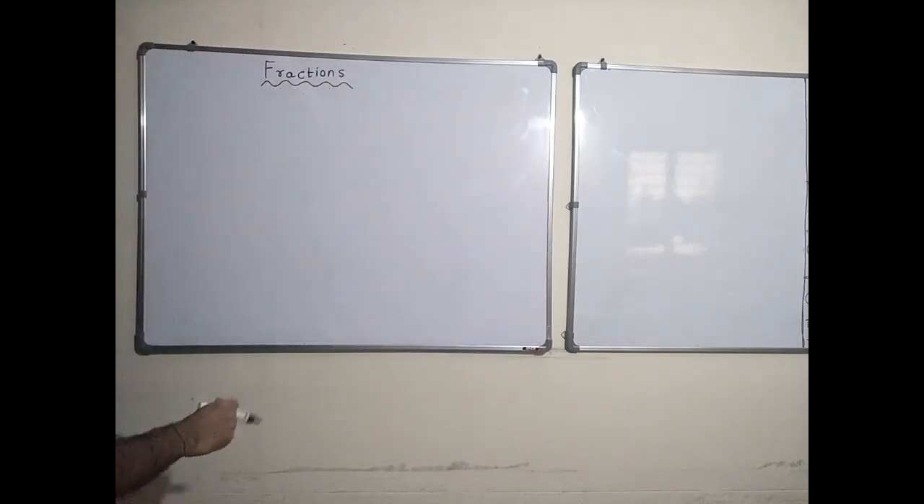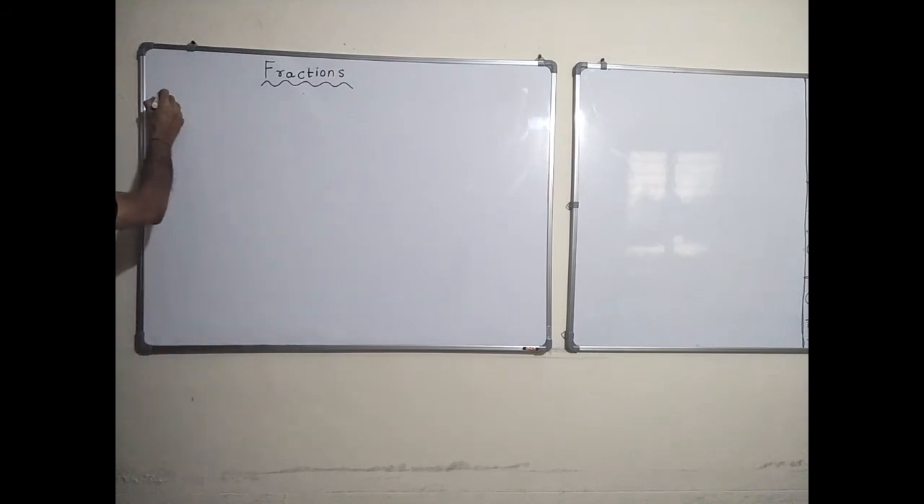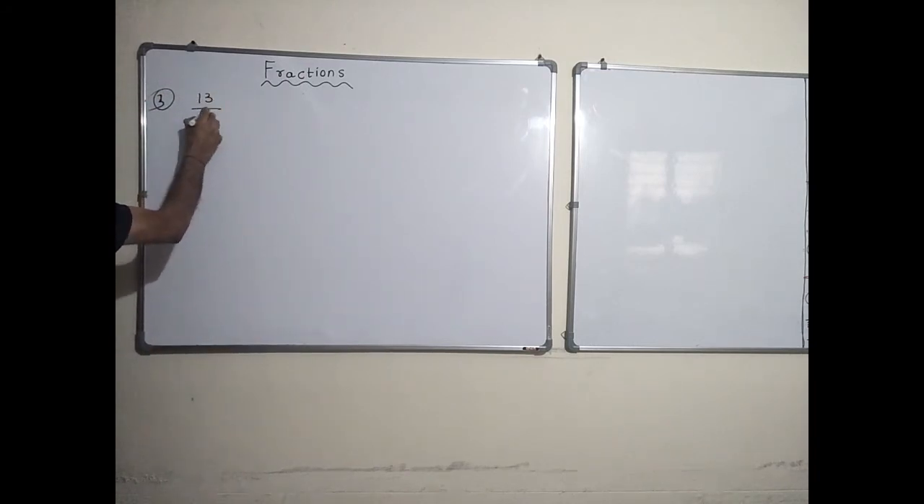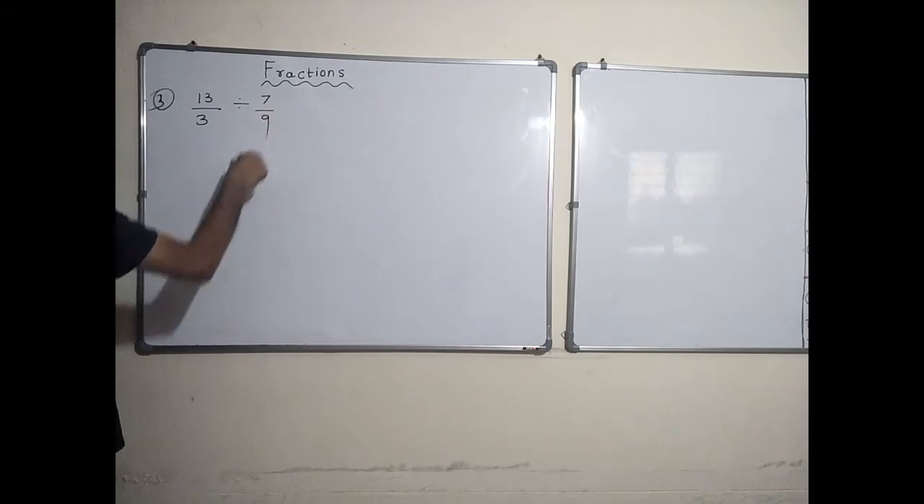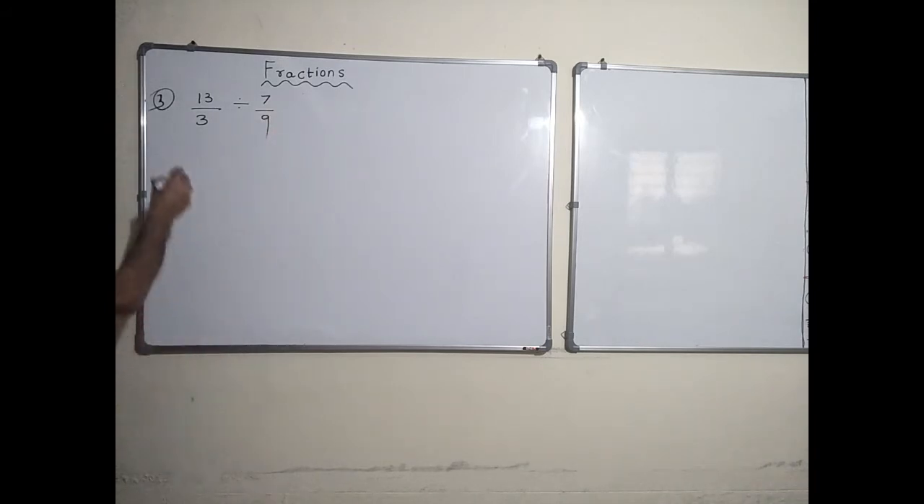Okay, all right. So 13 divided by 3, divided by 7 by 9, for example. Okay, so how do we solve this?